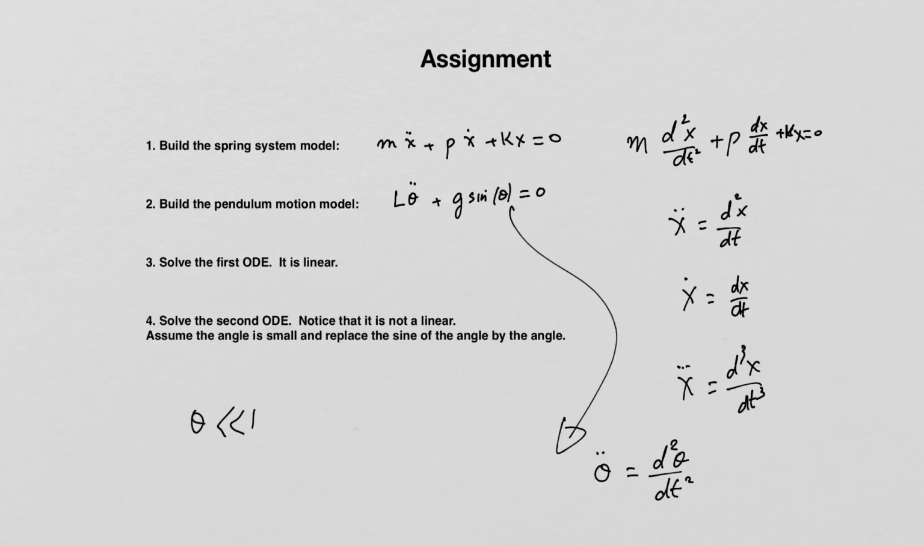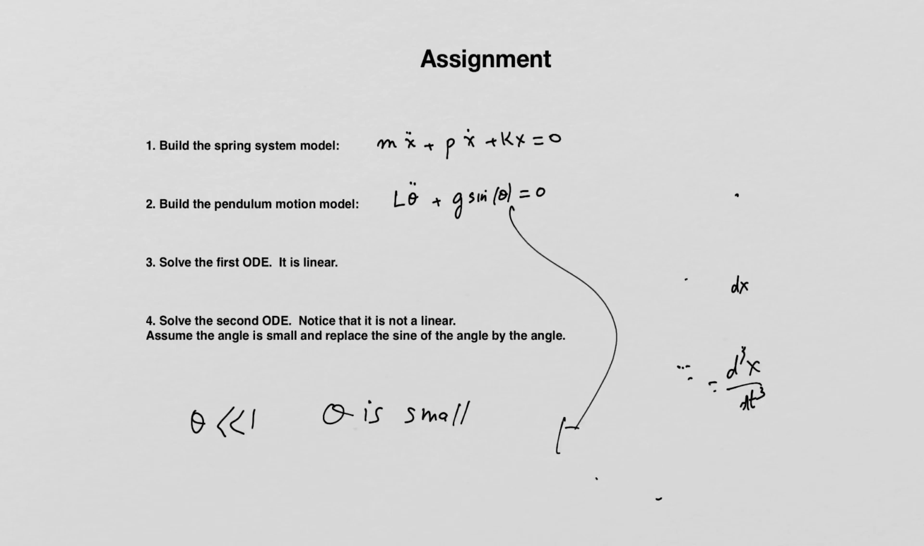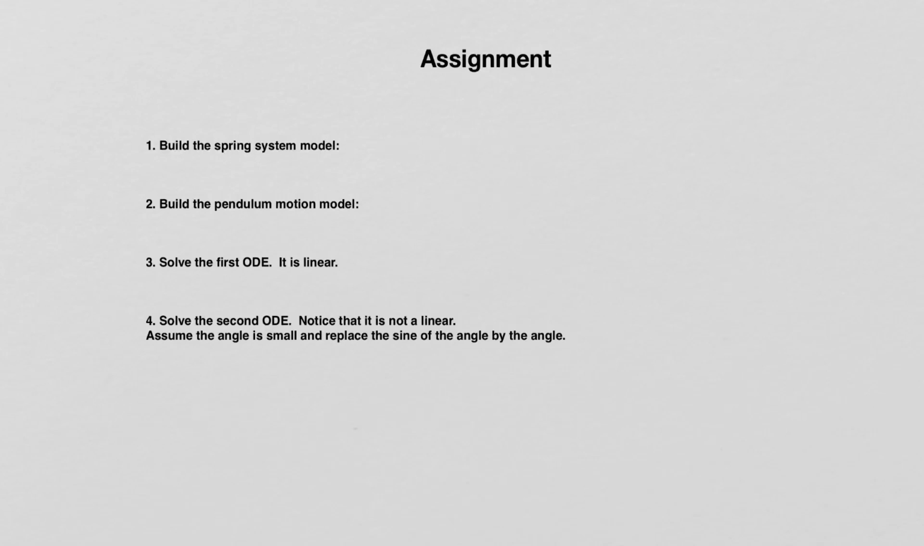This is how you write theta very small. You do a double less-than sign, which just means theta is small. So if you have a pendulum, and this is L, the length of the string, and the pendulum is swinging back and forth. So this is your L.